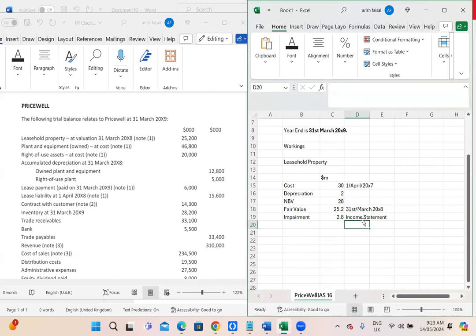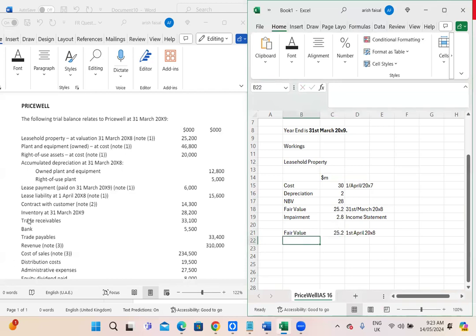Now, the question is how you're going to record it in this current year. So now the fair value, so this was for the first year, right? Now we're going to be talking about our year. So when we start our year, the fair value of this asset, that's on 1st of April 2008, is 25.2, right?